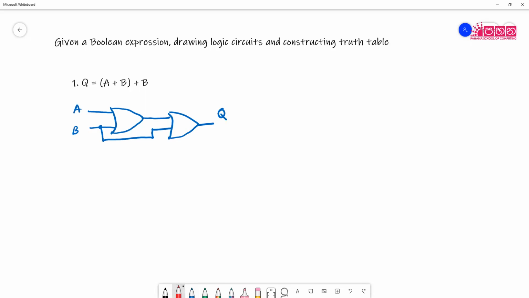Now let's double check the answer. We have inputs A, B, and this is an OR gate. OR means Boolean addition, so we will get A plus B. From this side, we are getting another B. So from the top, we are getting A plus B, and B, so again another OR gate. So Q is A plus B on one side, plus B on the other side.